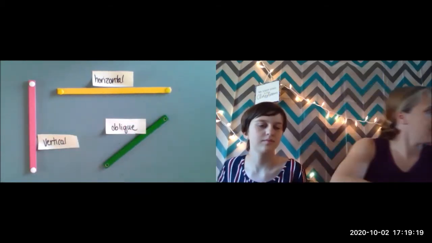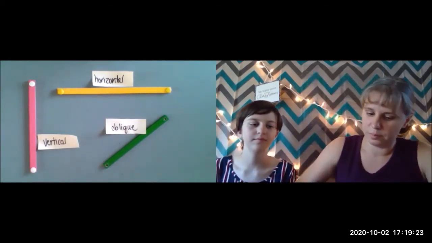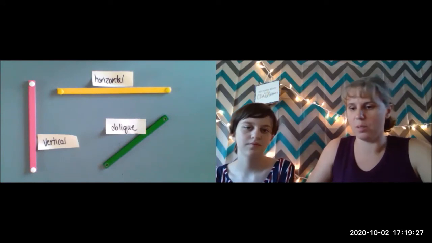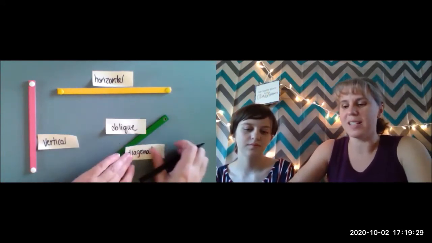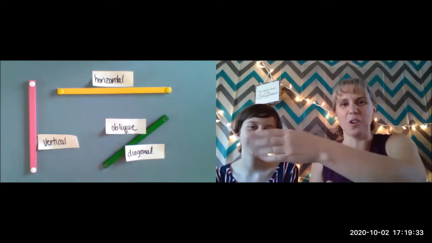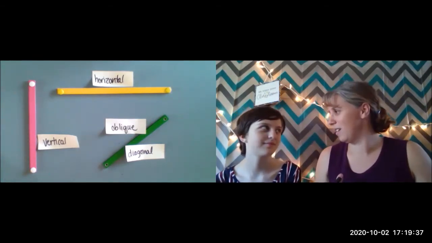I'm going to make a label for diagonal because it's important that you know that word as well. Diagonal. And some of you, we've talked like Diagon Alley. Diagon Alley is a diagonal or an oblique alleyway in Hogsmeade.